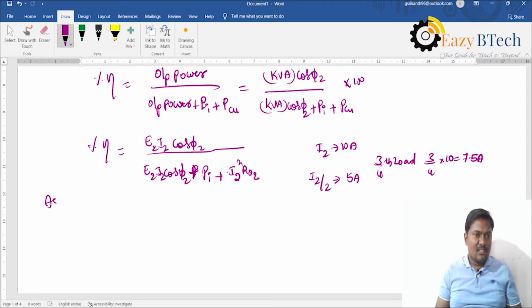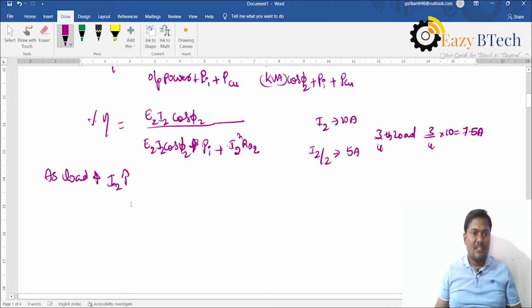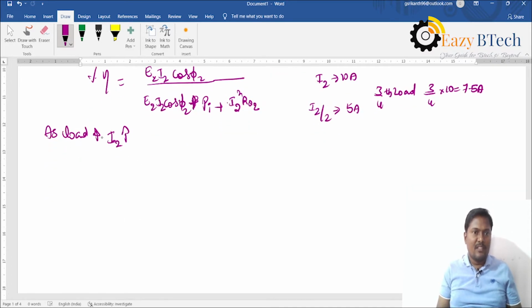As load changes, load current also changes. It either increases or decreases. If load decreases, I2 decreases. If load increases, I2 also increases. So for that, whatever this fraction is, I will put it as x. Then efficiency at x fraction of load is equal to x E2 I2 cos phi 2.